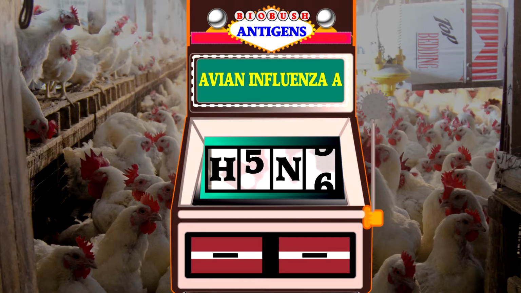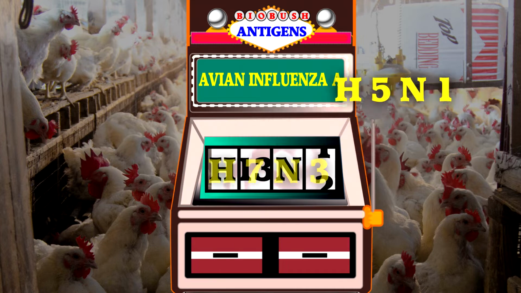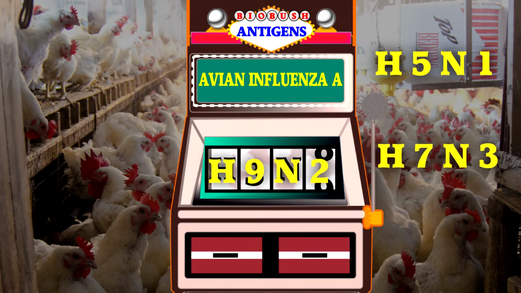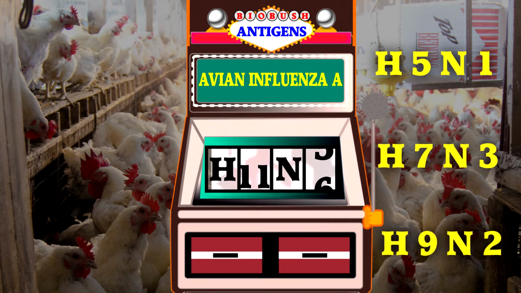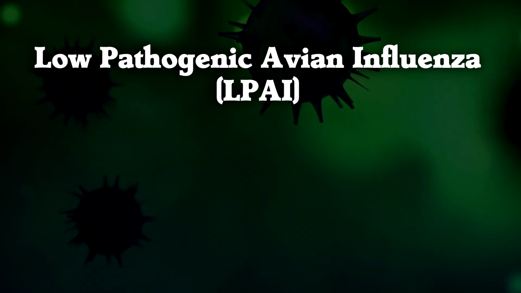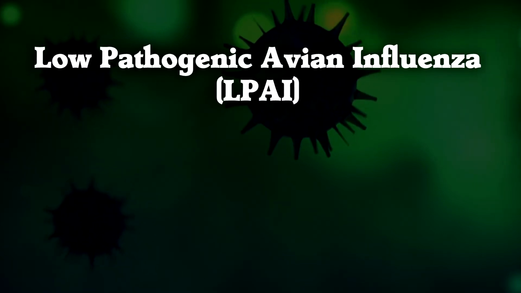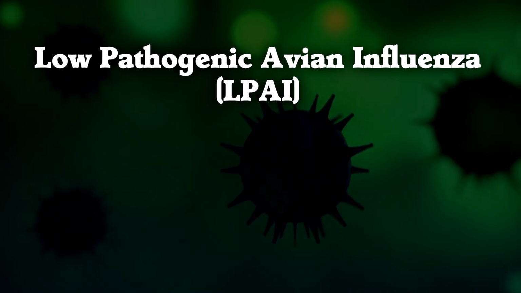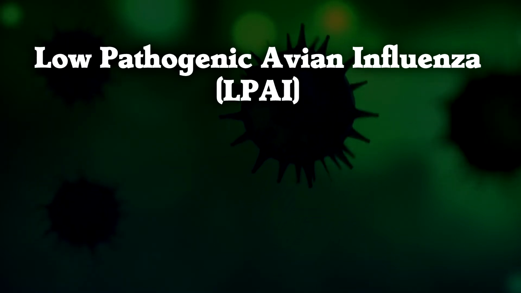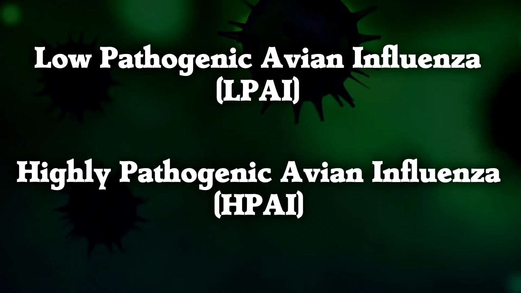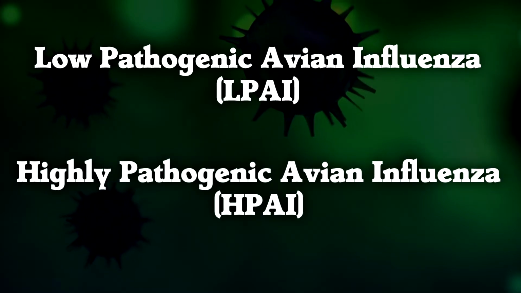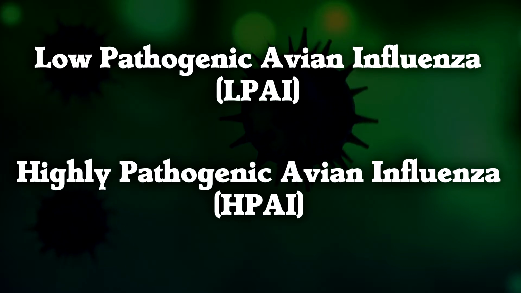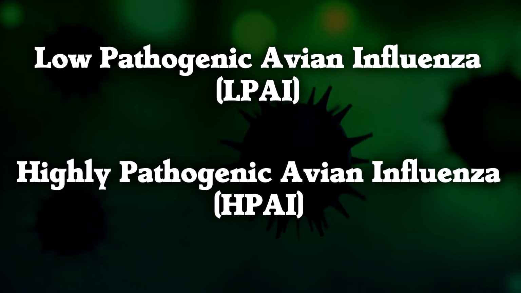Some examples are H5N1, H7N3, H9N2, and so on. The point is that there are lots of combinations. For one more layer of sorting, there is low pathogenic avian influenza, LPAI, which usually causes mild disease or has no signs at all, and highly pathogenic avian influenza, HPAI, which causes severe disease and mortality in birds.